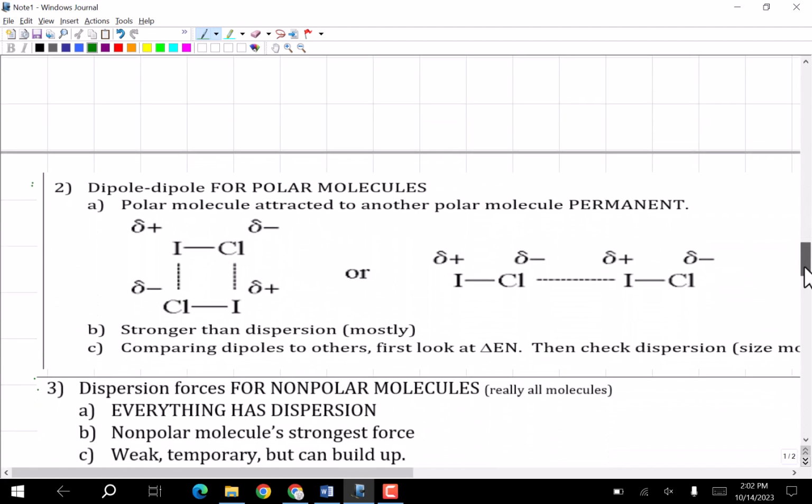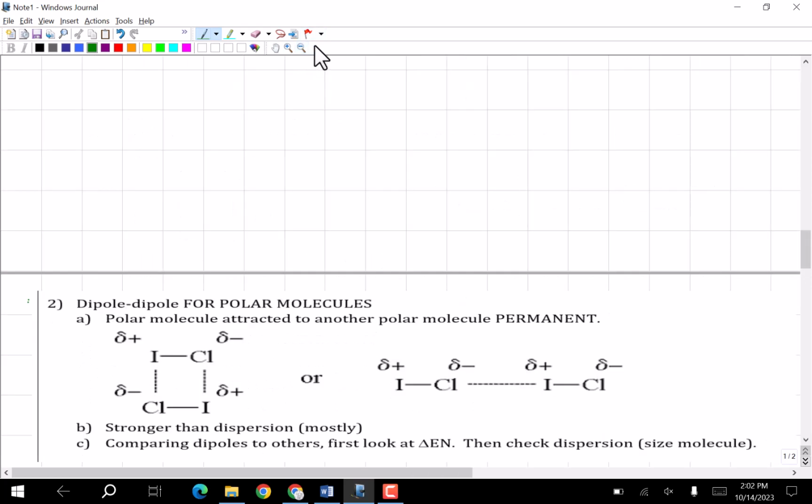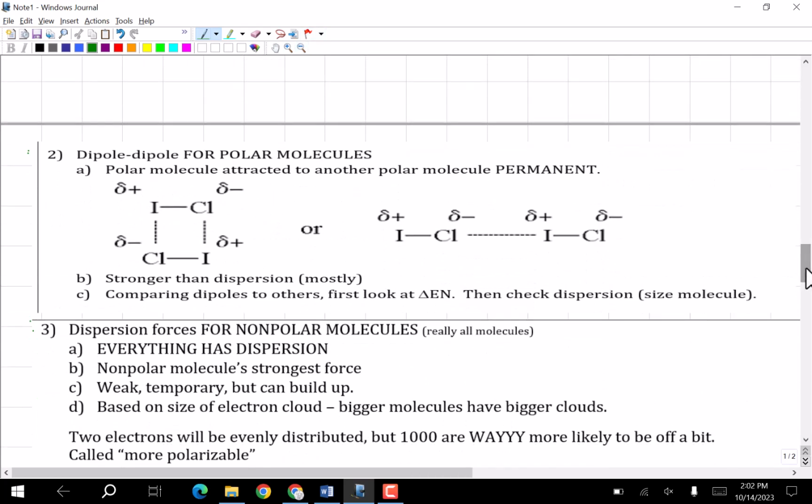So that was hydrogen bonding. Hydrogen bonds, as far as intermolecular forces go, are pretty darn powerful. So let's take a look at not so pretty darn powerful. We've got a medium one. Dipole-dipole is for polar molecules, okay? Nonpolar molecules do not have dipole-dipole. You hear the word polar, it makes a little sense. A polar molecule is attracted to another polar molecule, and this is a permanent attraction, okay?